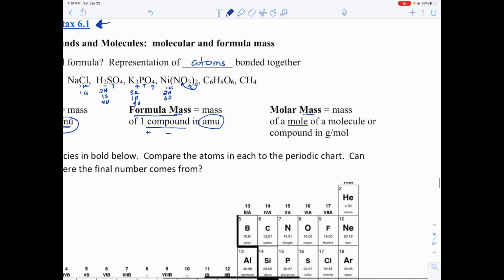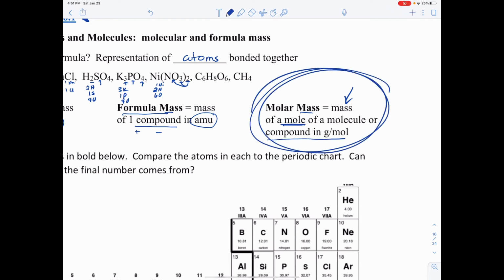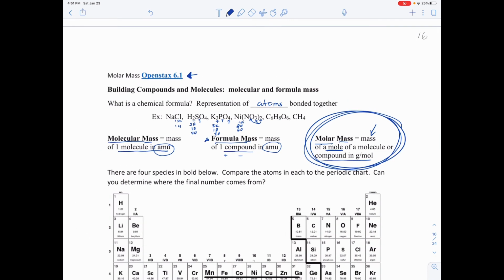What we're really looking at is the molar mass. This is the mass of 1 mole of a molecule or of a compound in grams per mole. This is what we use most of the time. So most of the time you'll see us talking about molar mass. If you see this word or the other words, that's okay too. Most of the time we use formula mass or molar mass.